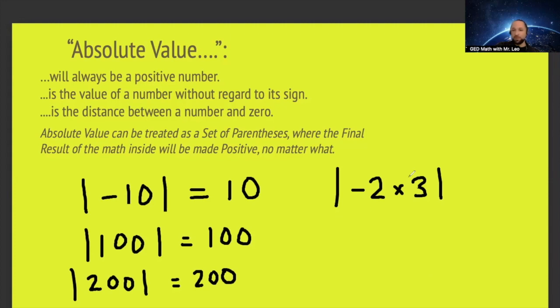Well, first off, do the math inside. A negative times a positive is a negative. That's going to be -6. It is still in the absolute value symbols. So then to remove the absolute value sign, you just flip your answer positive no matter what. This would be +6. You get it? Take some notes on that. Make sure you have something in your notebook because this will come up on the GED test.